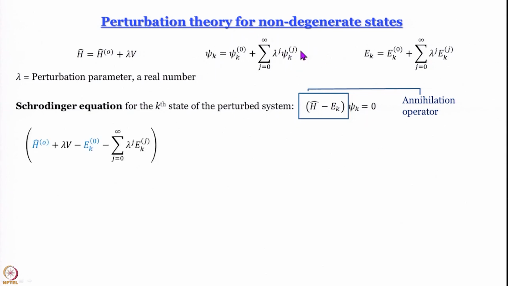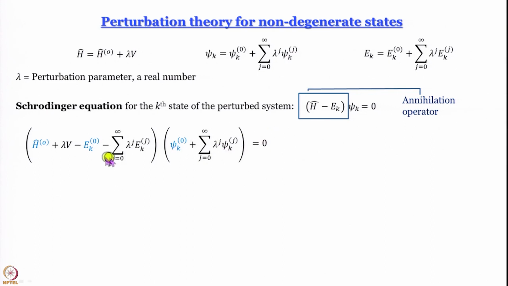When we do that, this is what the Hamiltonian becomes: 0th order Hamiltonian plus lambda v minus the expression for Ek, the 0th order energy for, remember, the kth state, minus the sum of the perturbation terms. So, this is the Hamiltonian minus the energy, that annihilation operator. What is the wave function? Unperturbed wave function plus the sum of the perturbation terms. That of course will be equal to 0.